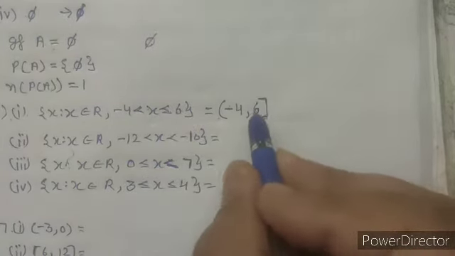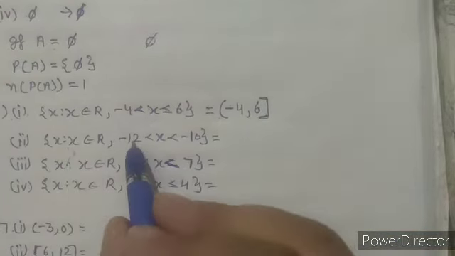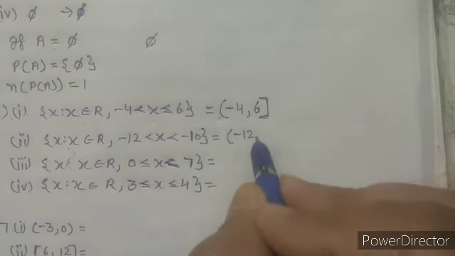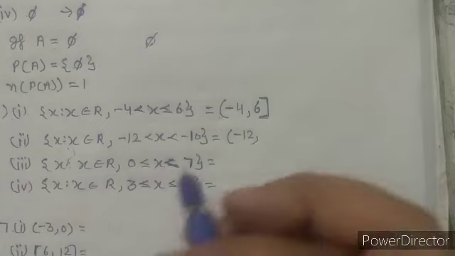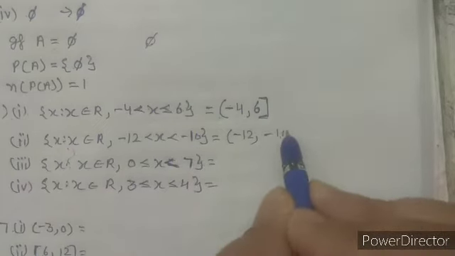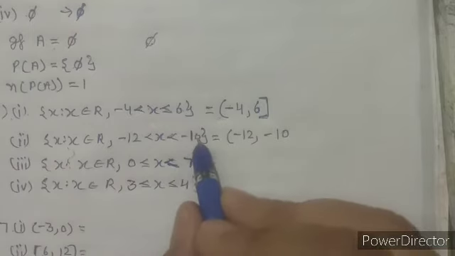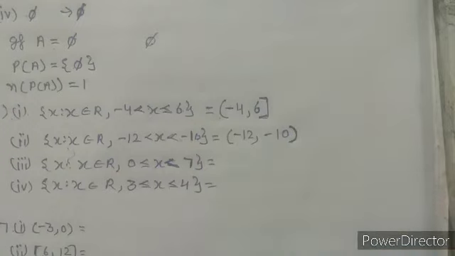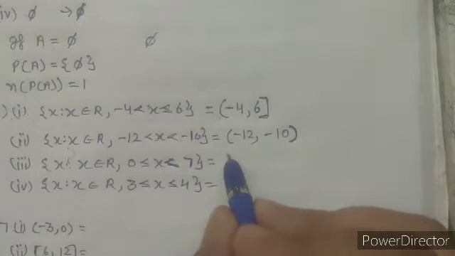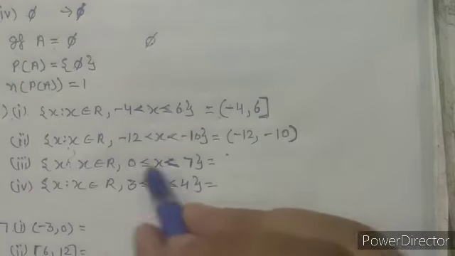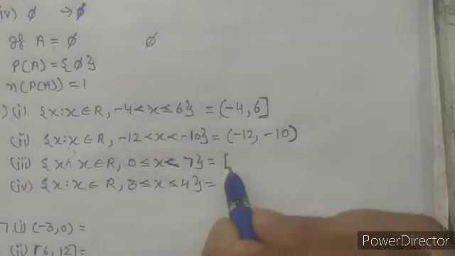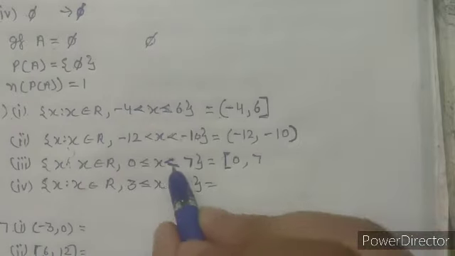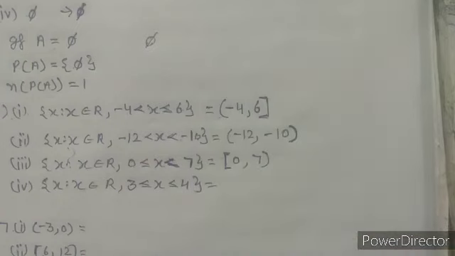a close bracket after 6. Now here x is greater than -12 and -12 is not included, so it will be represented with an open bracket, and x is less than -10, here -10 is also not included, so we will put it inside an open bracket. Now here x is greater than or equal to 0, that means 0 is included, so we will put it inside a close bracket, and x is less than 7, where 7 is not included, so it will be closed with an open bracket.